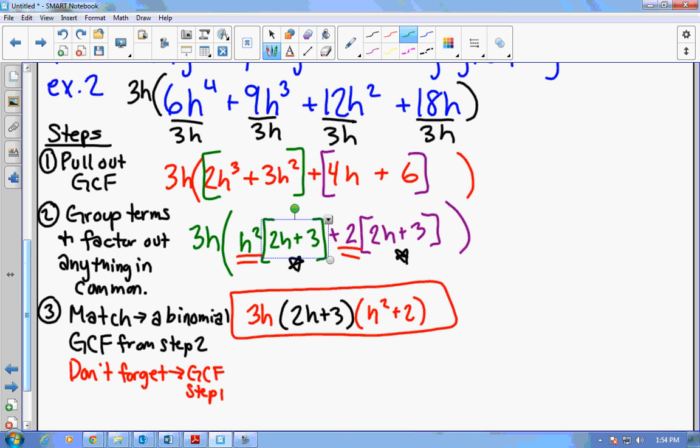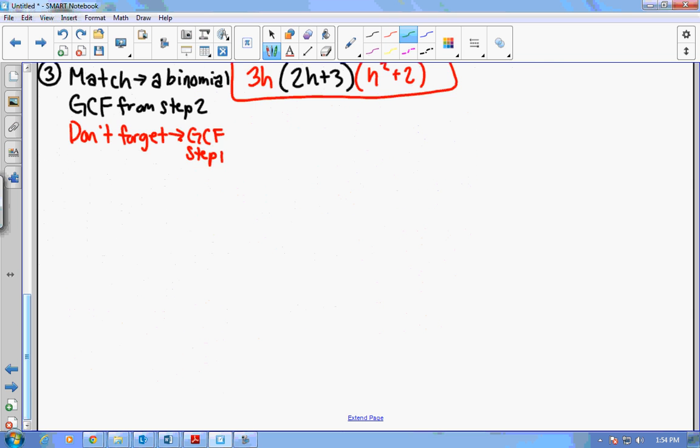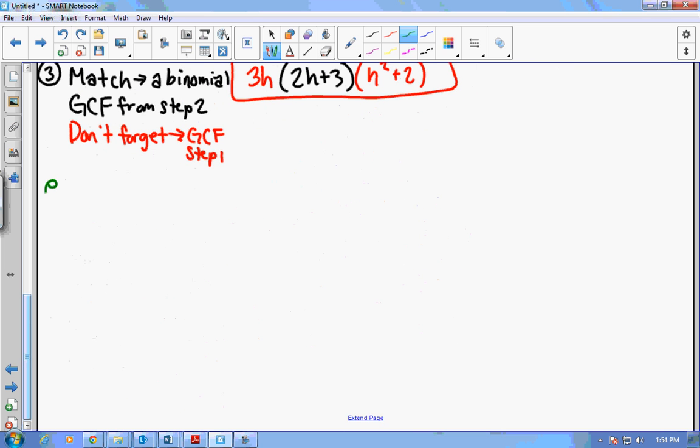Okay, erase your boards. Let's try another one. That was example 2. Example 3. Now you know the steps. It'll be pretty straightforward. Here we go.